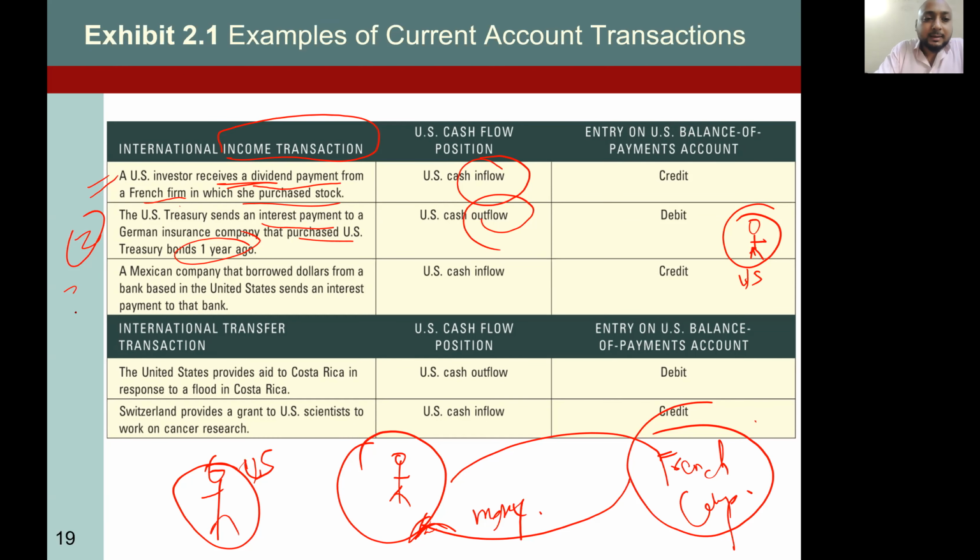The third one is a Mexican company that borrowed dollars from a bank based in United States and sends interest payment to that bank. This is basically history, that they borrowed dollars from the US, and now at this moment, what happened? The Mexican company sends interest to the US bank. The US bank will receive the money. It means this is cash inflow with respect to US.